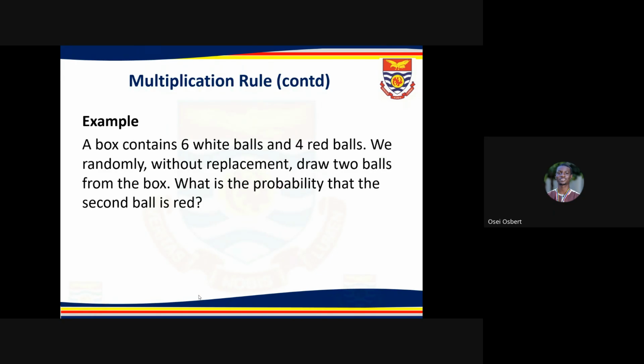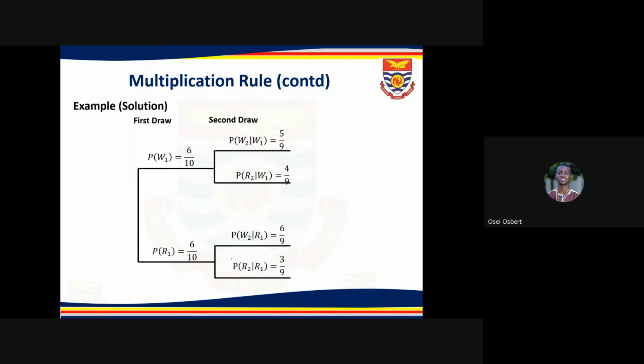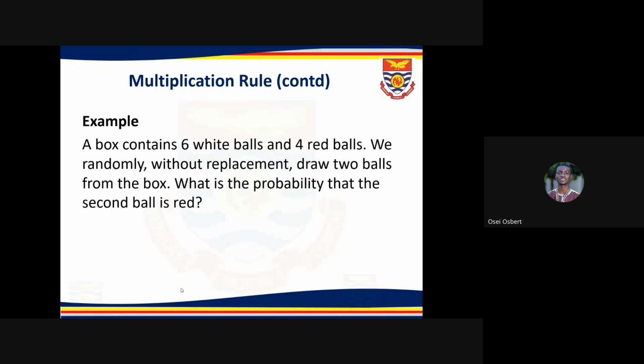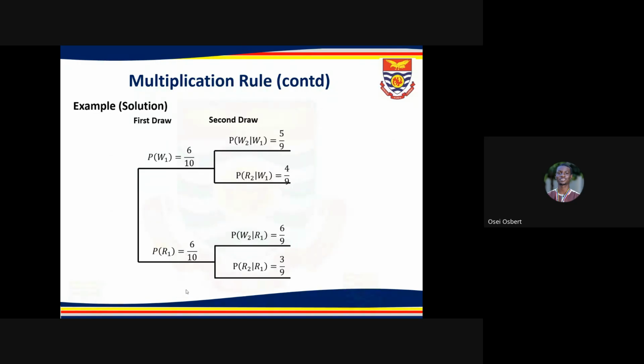So let's quickly go to our tree diagram. The probability of a white is 6 on 10, while the probability of a red is also, is it 12 balls? Let me check. No, there is a mistake here. This is supposed to be 4 on 10. So let me replace it with 4/10. So this instance is 4/10, not 6/10.